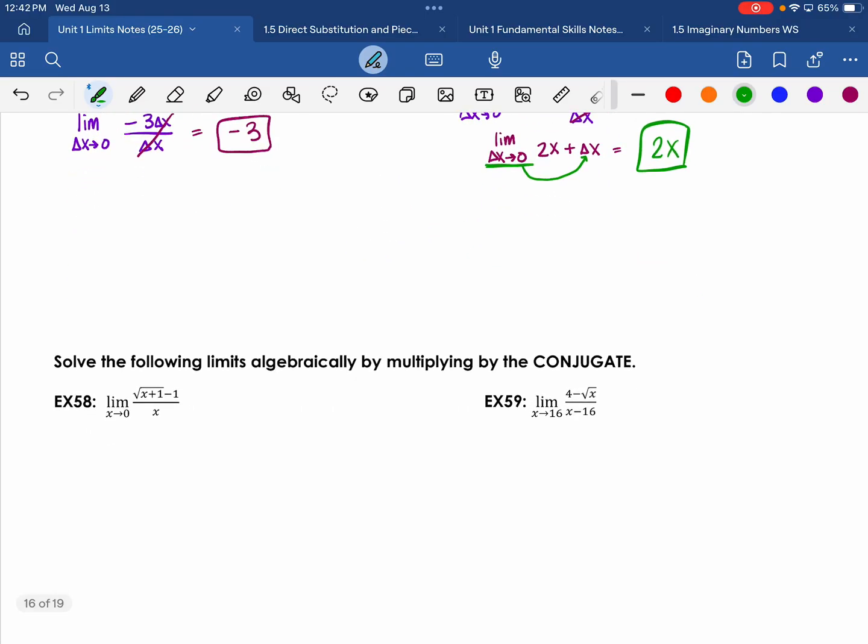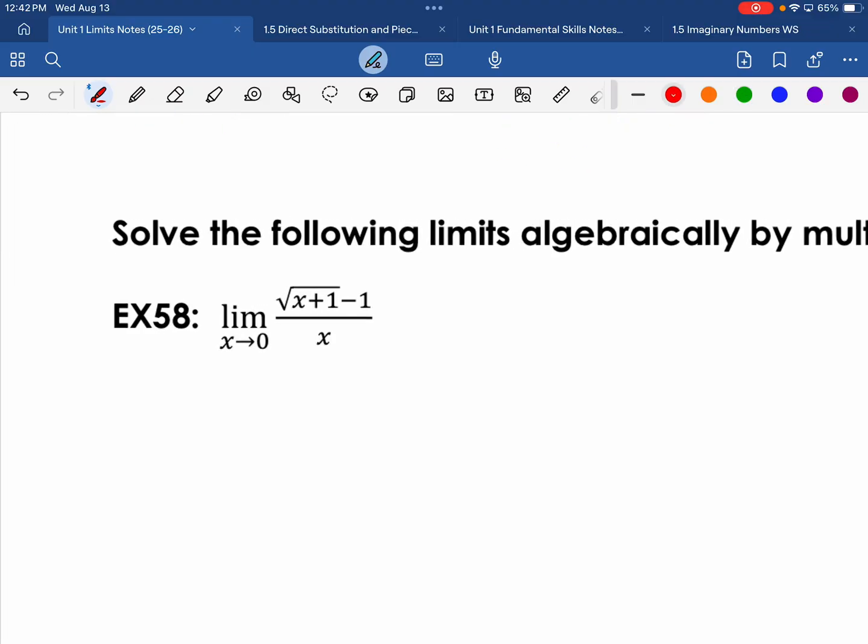Okay, the last thing that we're going to do today are conjugates. So conjugates are where you're going to have the square root. So if you see square roots, your brain should be thinking conjugates. Once again, this is still where you're going to get the 0 over 0 indeterminate form. So when you plug in 0 here, you get square root of 1 minus 1, which is 0 over 0. So you are still getting 0 over 0. I'm just going to make a note that this is still the indeterminate form, which is why I'm using this method.